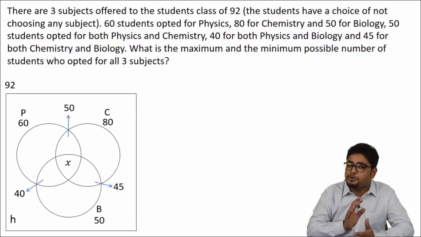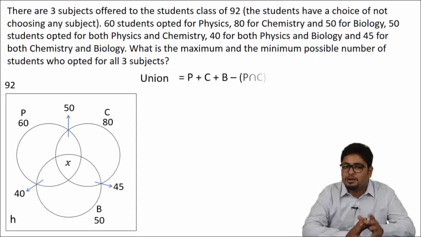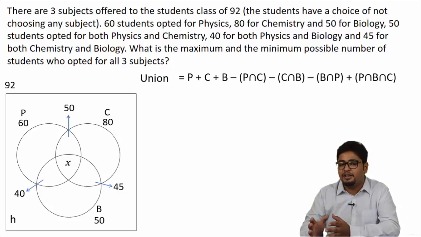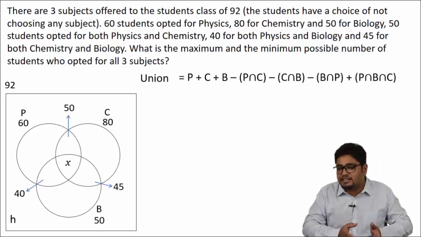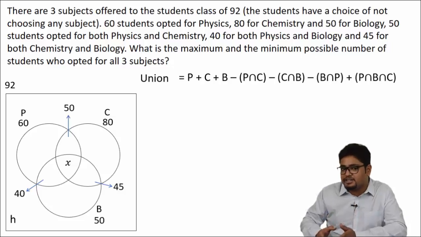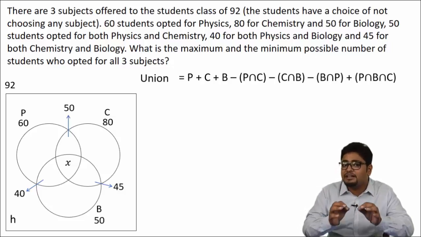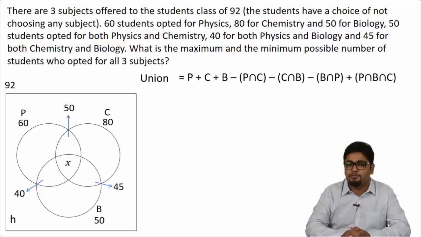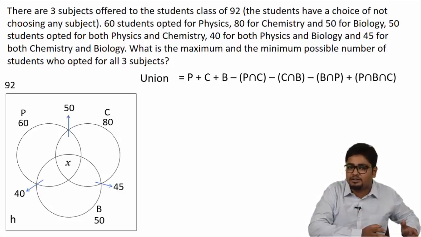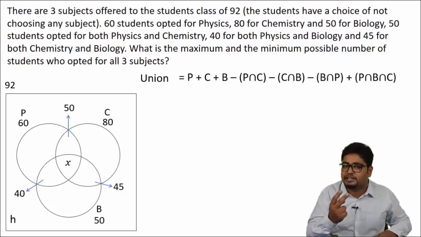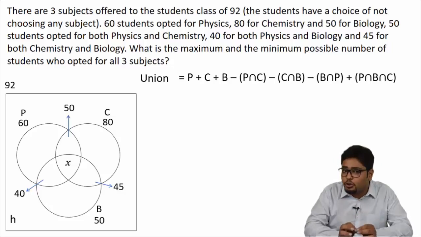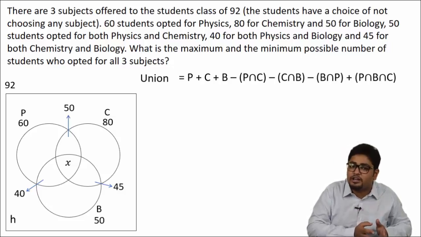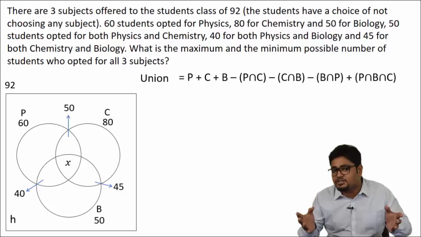We know that the union of three sets is equal to P plus C plus B minus P intersection C minus C intersection B minus B intersection P plus P intersection C intersection B. Now, this is very important. In the previous example, that is in cases involving two sets, we used to subtract the intersection of the two sets. So, whenever we required the minimum value of intersection, we maximize the union.